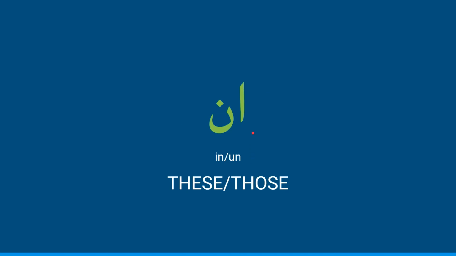Again, just like is and us, we have two pronunciations for this word, in or un, depending on the diacritic. If you have in, it means these. If you have un, it means those. In, these, un, those.